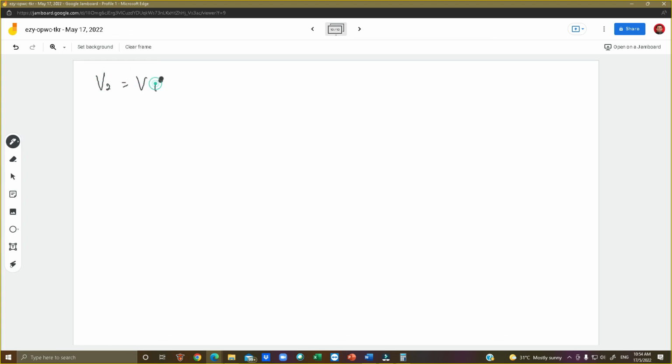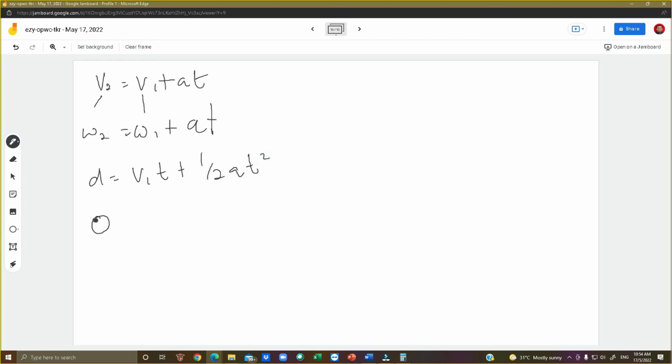Okay, dia tukar benda ni. V2 equals to V1 plus AT. Ni V ni jadi omega 2 equals to omega 1 plus alpha T. Lepas tu kita ada apa? D equals to V1T plus half AT square. So D is distance. Dia akan jadi theta equals to omega 1 T, okay, plus half alpha T square. Ada benda yang sama.